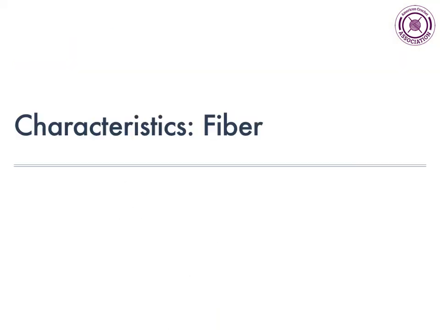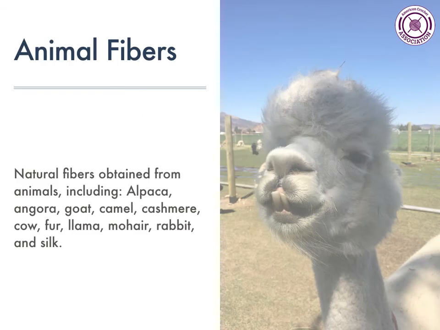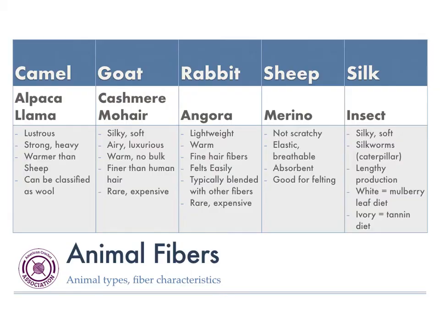Now we're ready to dive into fiber characteristics. Animal fibers are natural fibers obtained from animals, including alpaca, angora, goat, camel, cashmere, cow, fur, llama, mohair, rabbit, and silk. Those are just a few of the most popular.